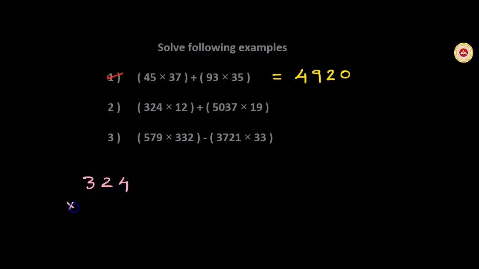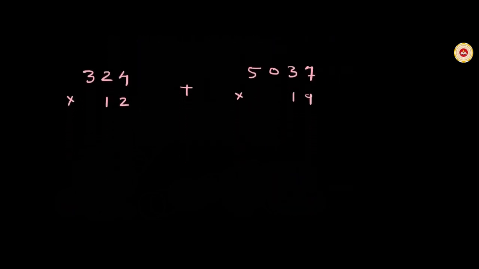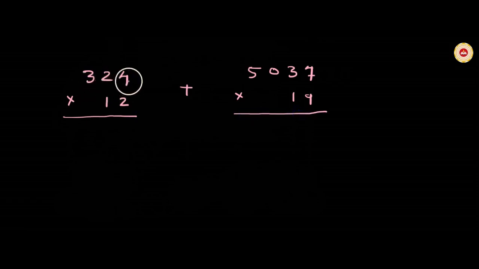324 multiplied by 12 plus 5037 multiplied by 19. Now consider this first product. Consider first product 324 multiplied by 12. Multiplicand and multiplier having different number of digits.